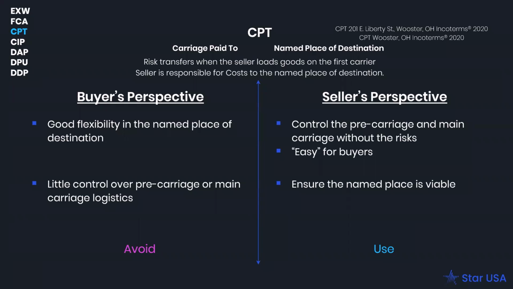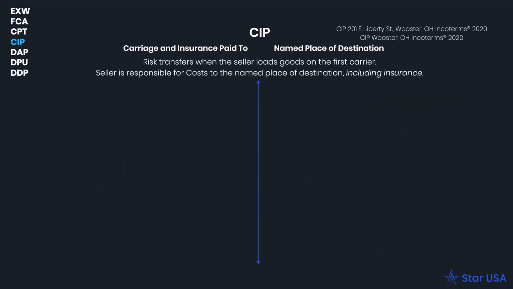If it's an inland point, you need to pay a little bit more attention to how you're going to get the goods off the boat when they get delivered at the port and from that port to the final place of delivery. However, I do recommend using CPT if you're the seller because it gives you that control without the risk. And you can see how the perspectives matter when you're the buyer or the seller.